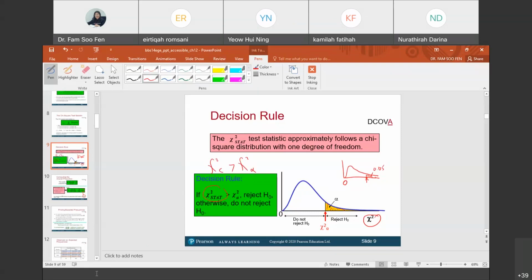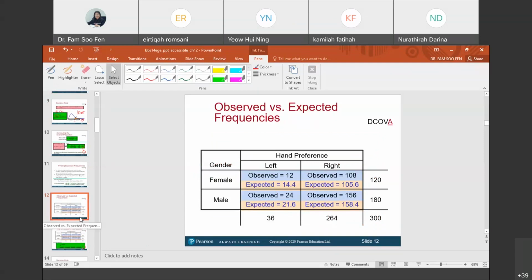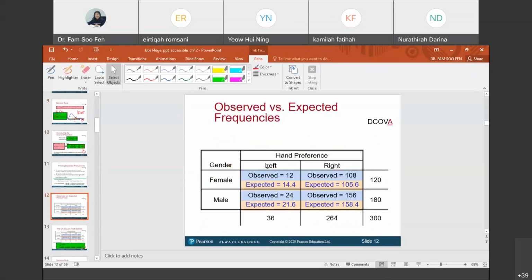Basically, how to calculate this? Remember, we want to get the test statistic. We want to get the test statistic. So to get the test statistic.